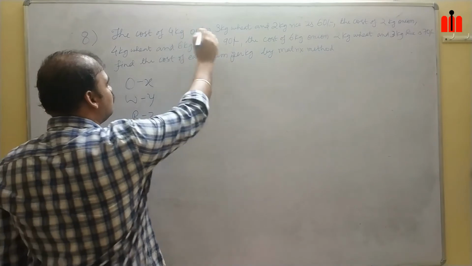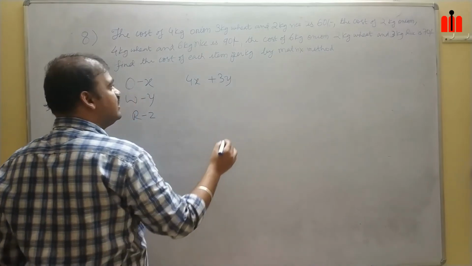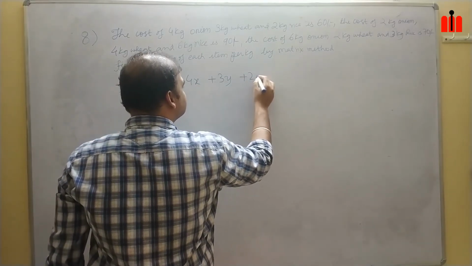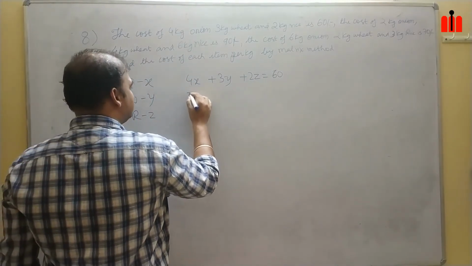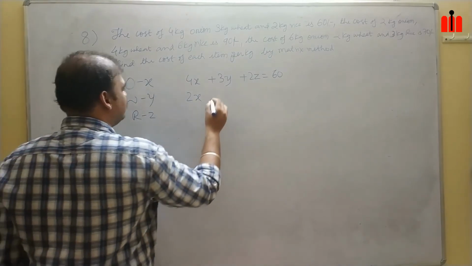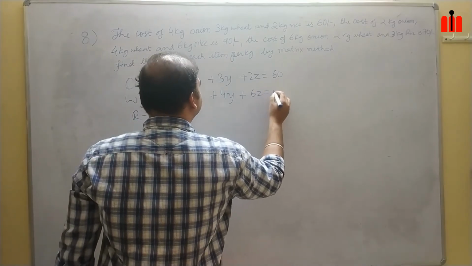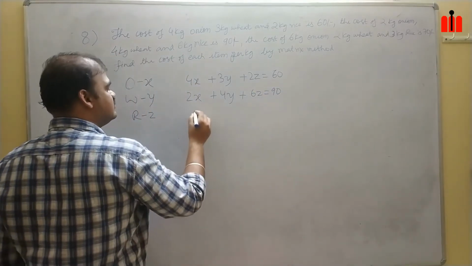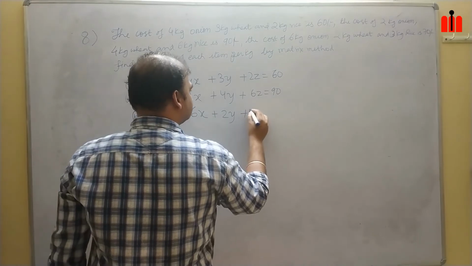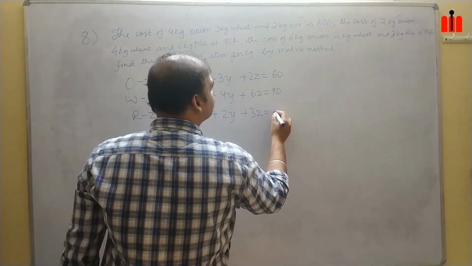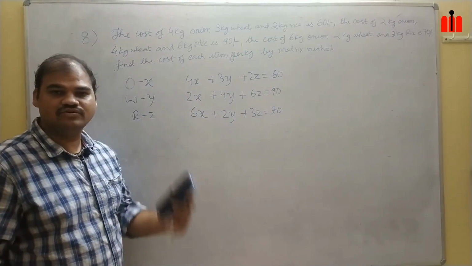Okay. So 4 kg of onions means 4X, plus 3 kg of wheat, 3Y, plus 2 kg of rice, 2Z, equal to 60. Okay, this will be my first equation. The second equation will be 2 kg of onion, 4 kg of wheat and 6 kg of rice, equal to 90, and 6 kg of onion plus 2 kg of wheat plus 3 kg of rice equal to 70. So this will be the system of linear equations which I have to solve.